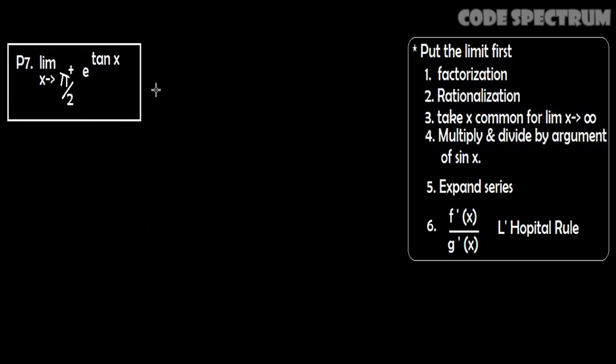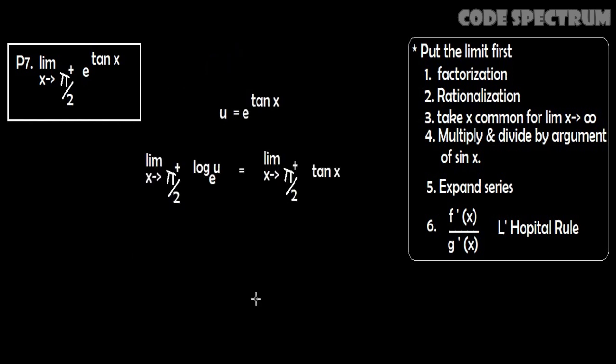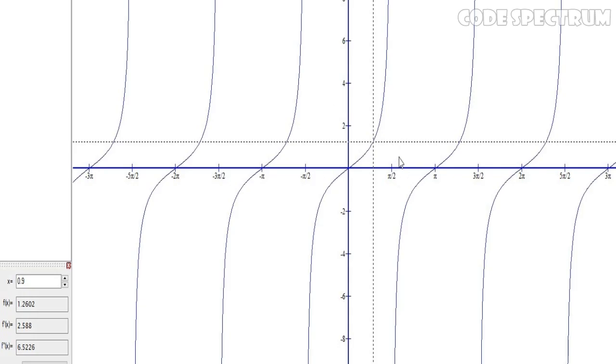Let's take another problem, and in such problems if you see e to the power of anything, make sure to substitute u equals to e to the power 10x like this. Now take the log on both sides, and now put the limit x tends to pi by 2 plus on both sides. Now if you see the graph for tan x along with the line x equals to pi by 2, you can see that there is an asymptote on the positive side of the y-axis and also the negative side of the y-axis.